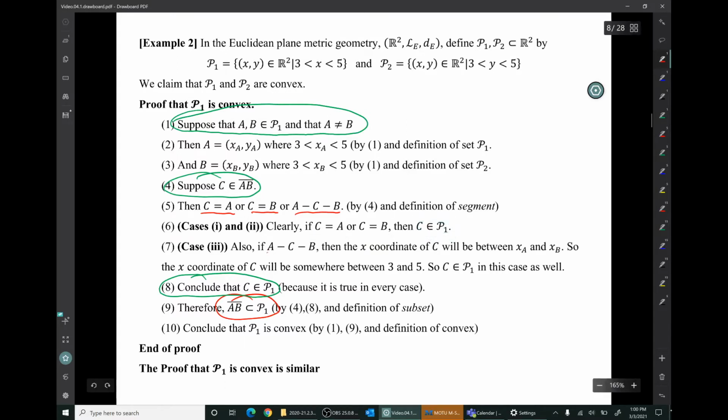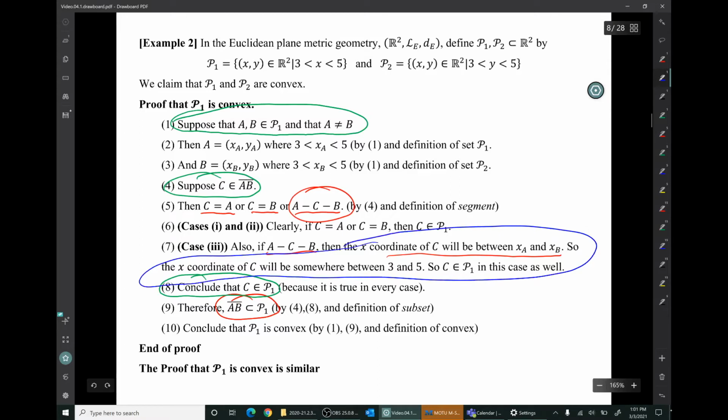The third case is this one. Suppose C is between A and B. Well, then the x-coordinate of C will be between the x-coordinates of A and B. Now, I'm not going to go into great detail here. In the next section of the book, we'll prove this sort of thing with a little bit more mathematical precision.